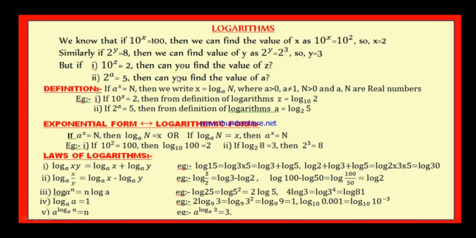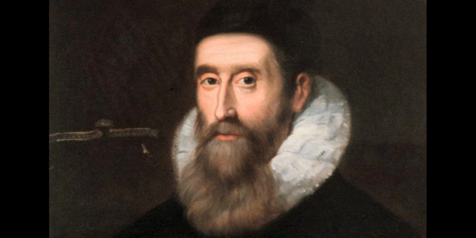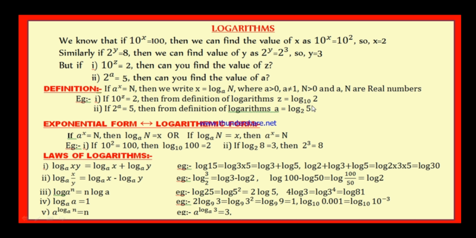The second example we thought of previously is 2 power a is equal to 5. If 2 power a is equal to 5, then you could not find the value of a using our previous knowledge. But here, from the definition of logarithms, you can write the value of a as log 5 to the base 2. Again, you can find the value of log 5 to the base 2 from logarithmic tables, and those tables are developed by John Napier. You can find the value of log 5 to the base 2 from the logarithmic tables.